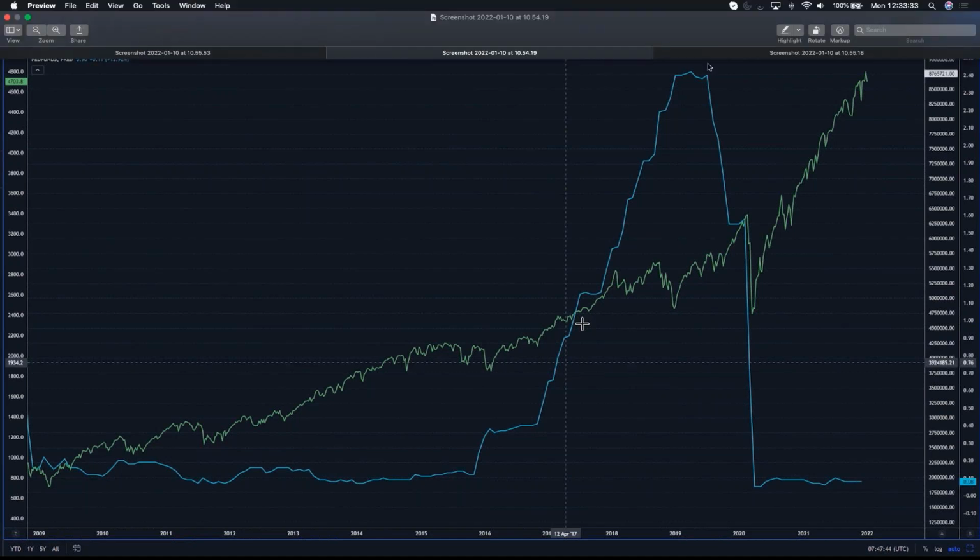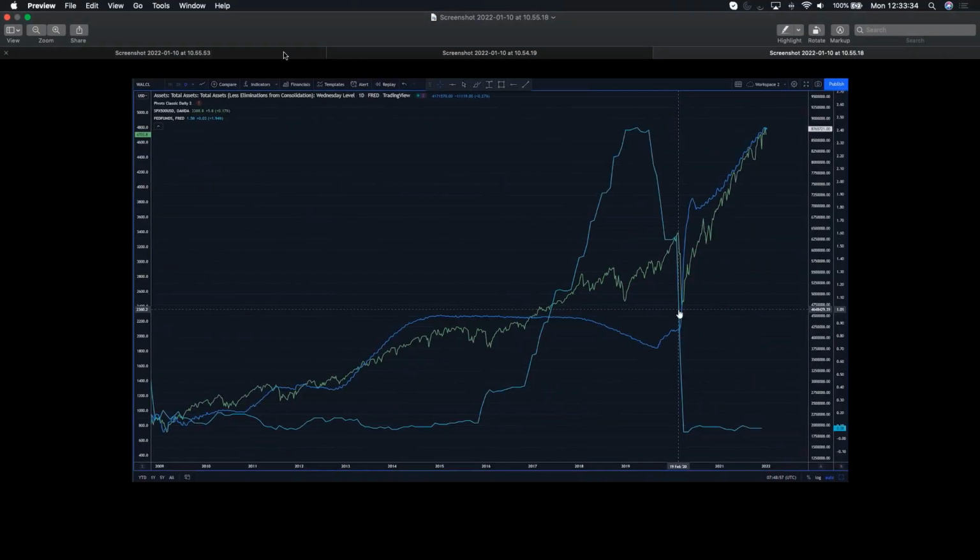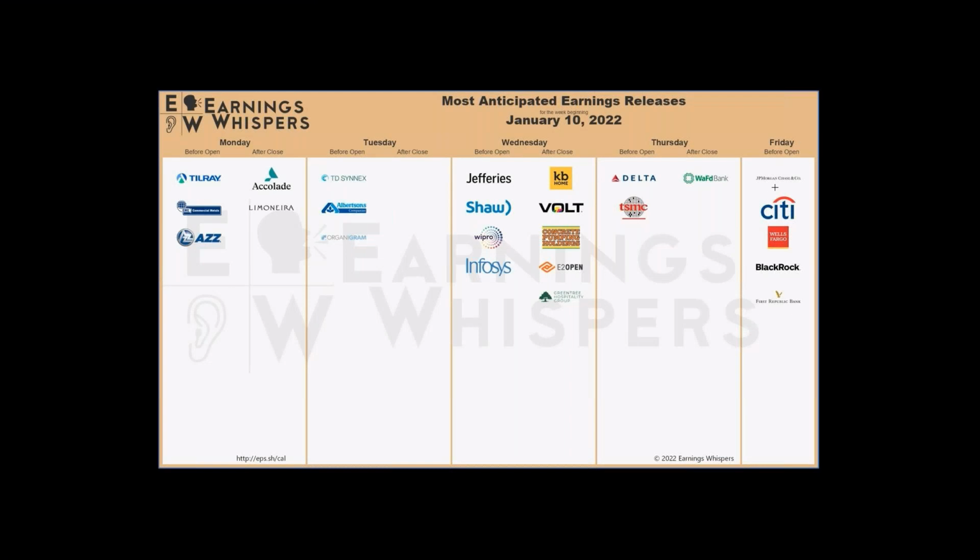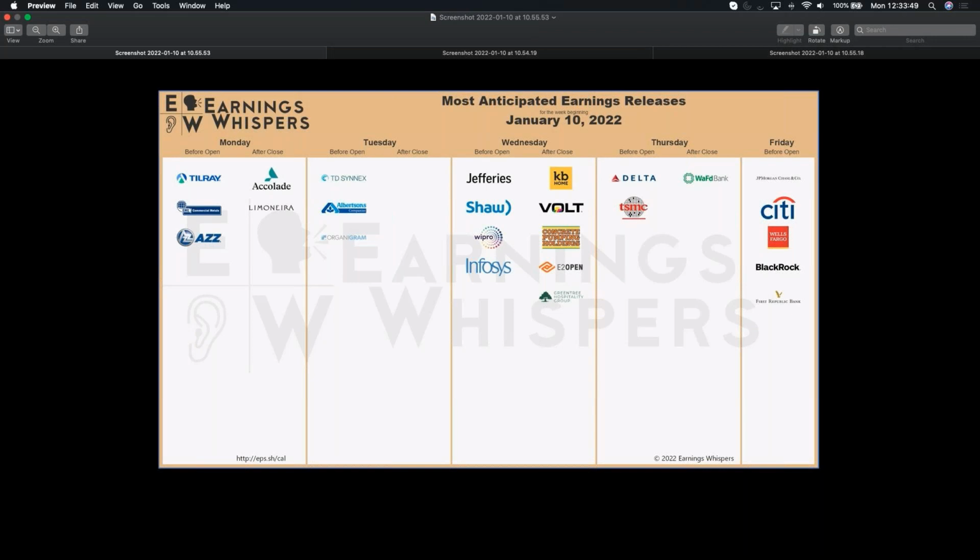Now, a couple of things to look at. Earnings season really kicks off this week. And if you see the earnings for JP Morgan, BlackRock, Wells Fargo, Citi, some huge investment bank names there, if earnings stay robust, there's no reason why the equity markets can't keep rising higher.